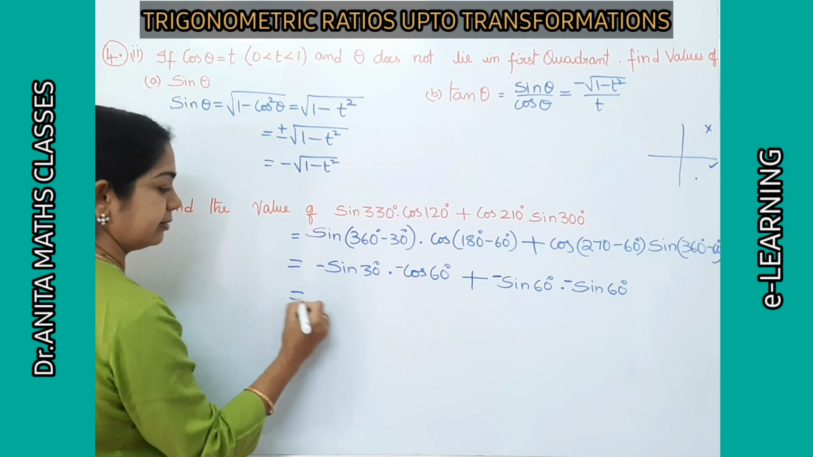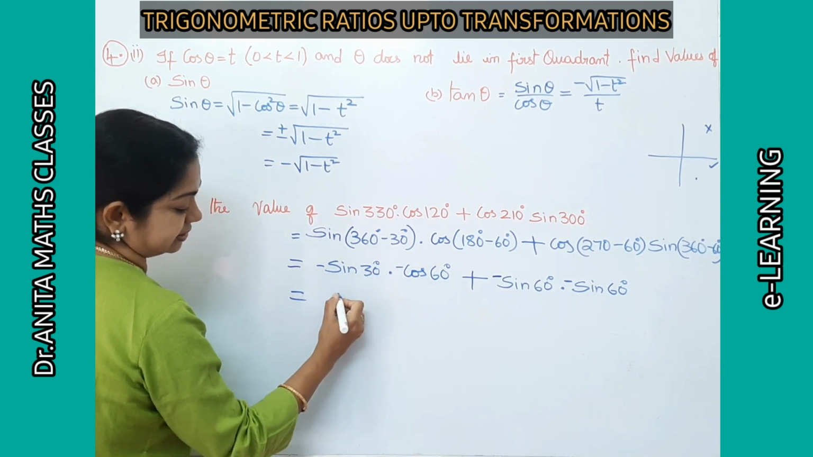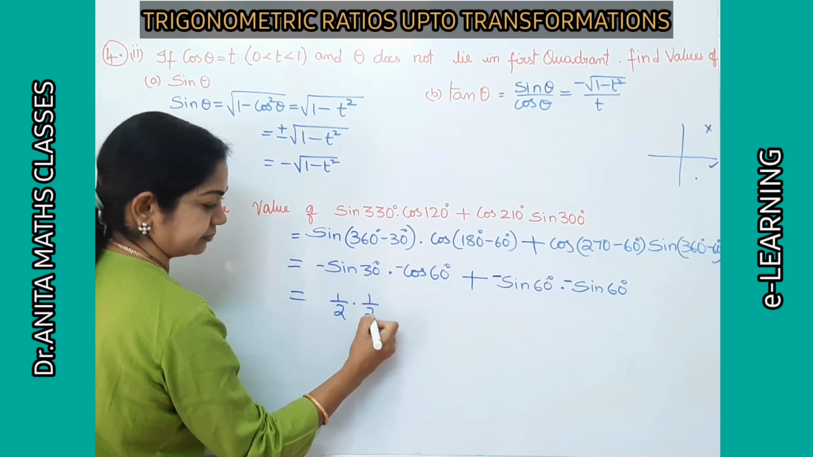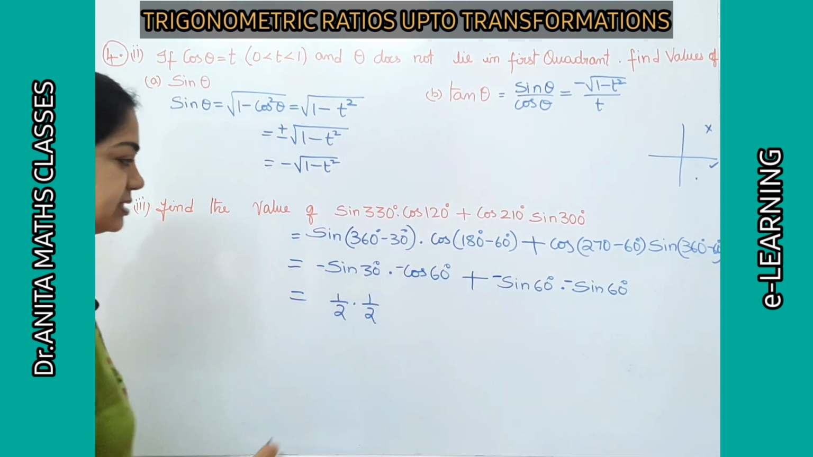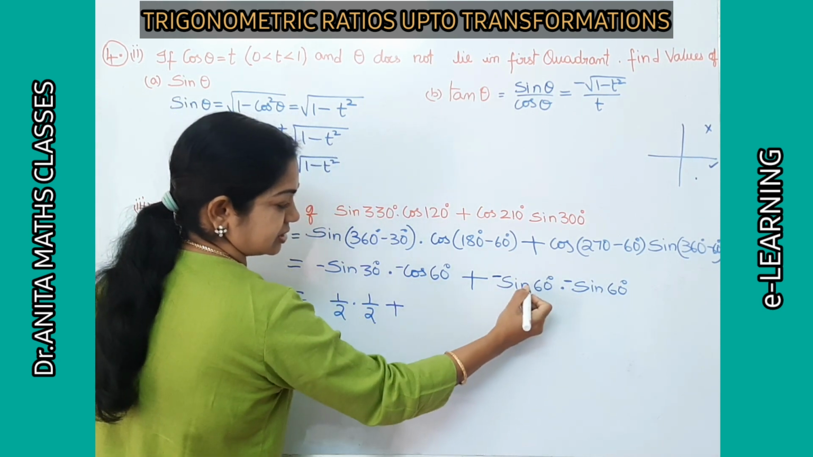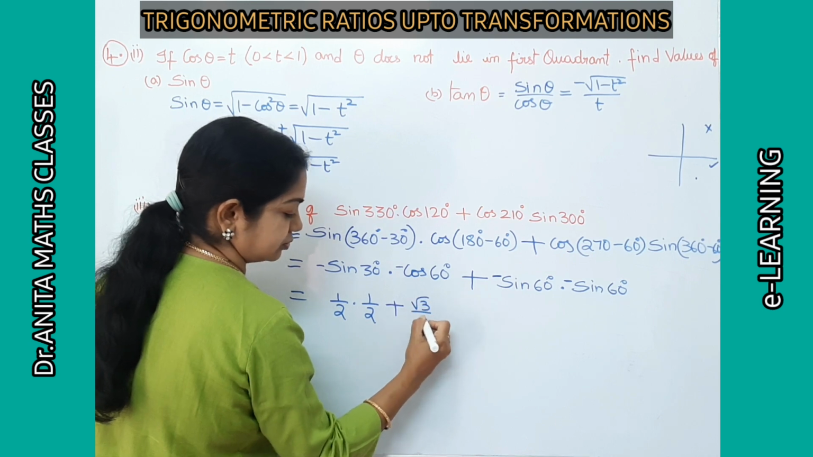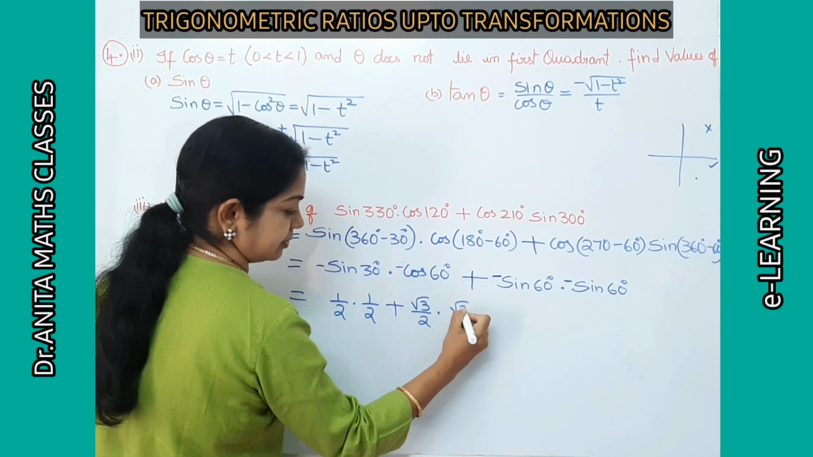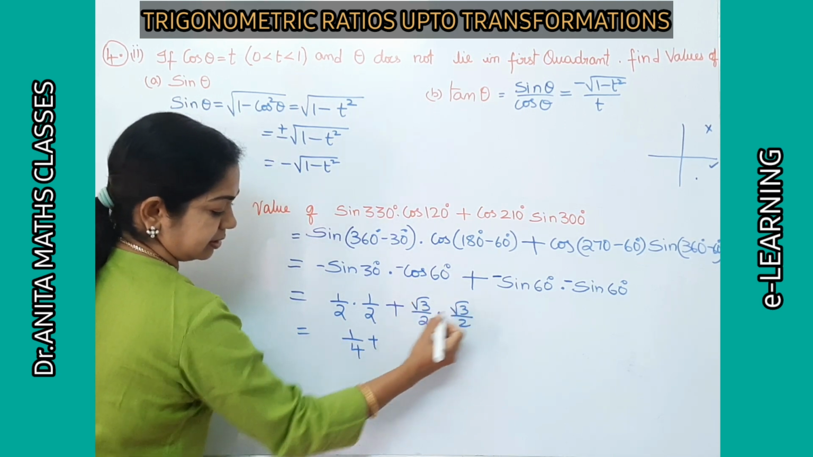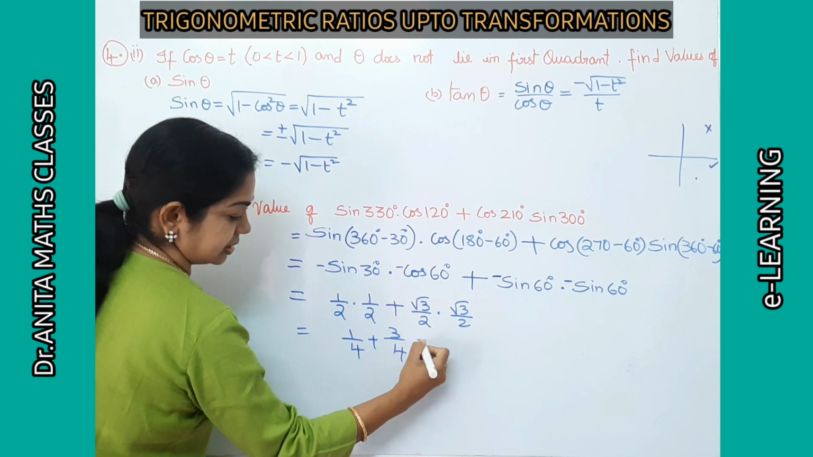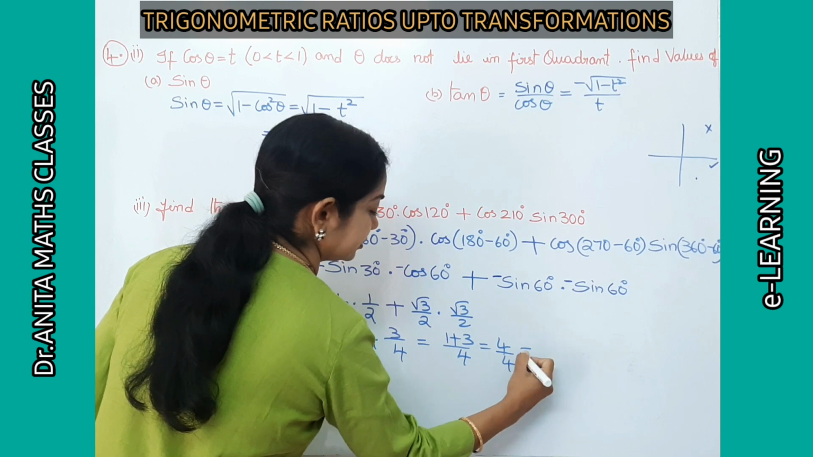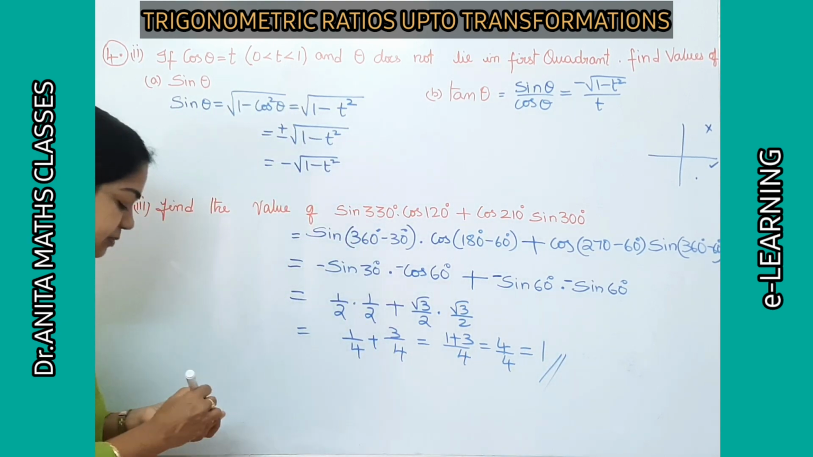And here minus into minus is plus, sin 30 is half into cos 60 is again half. Cos 60 is half. Minus minus plus we get. Here also minus into minus plus. So sin 60 is root 3 by 2, again sin 60 is root 3 by 2. So this comes to 1 by 4 plus 3 by 4. So that is nothing but 1 plus 3 by 4, that is 4 upon 4, 1. So the value of this is 1. Please pause the video and note it down.